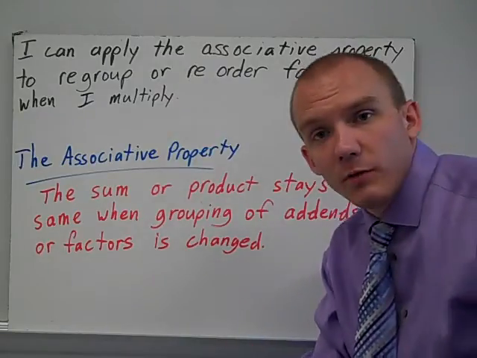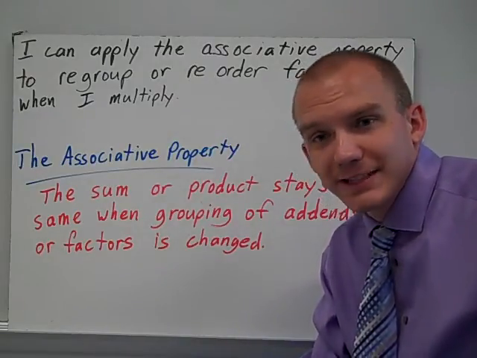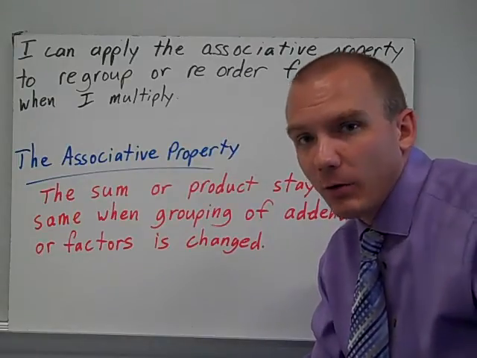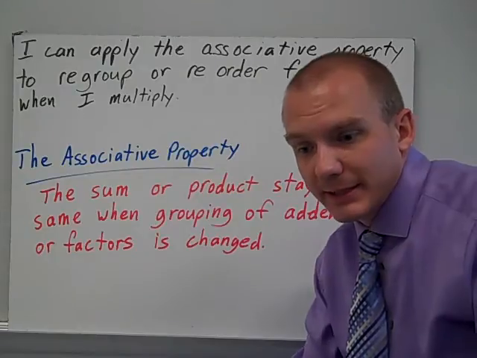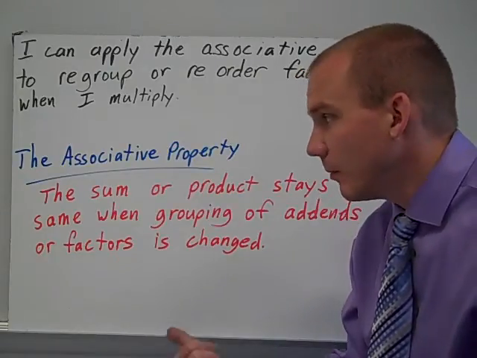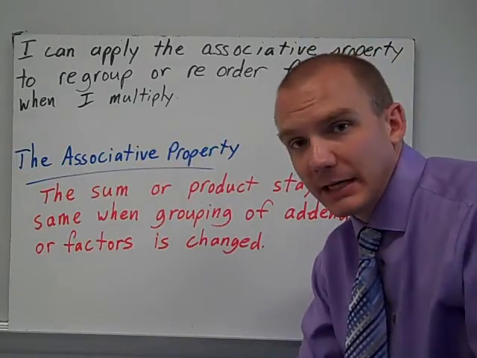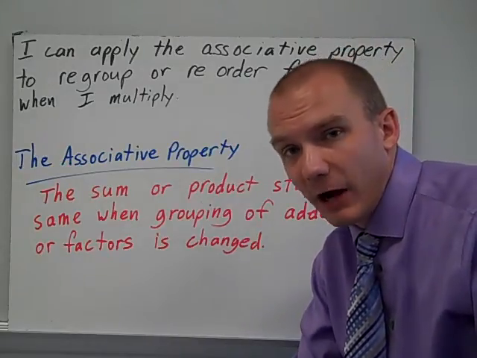In this video I'm going to go over how this works with multiplication, but it works exactly the same with addition. You add three numbers up, no matter how you order them and add them up, you're going to get the same sum. In this case, we're going to look at multiplication, taking three factors, multiplying them together, and getting the same product every time, no matter how we do it.